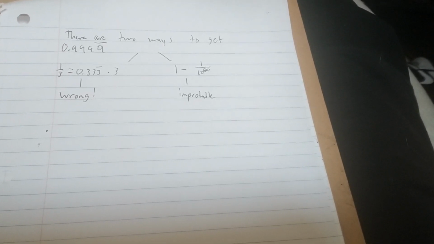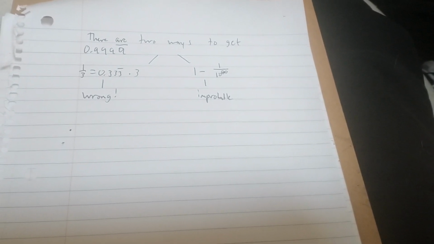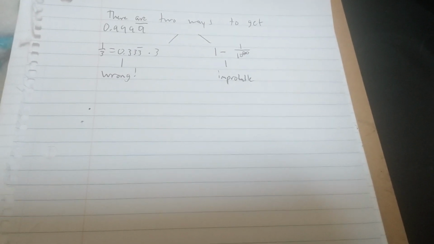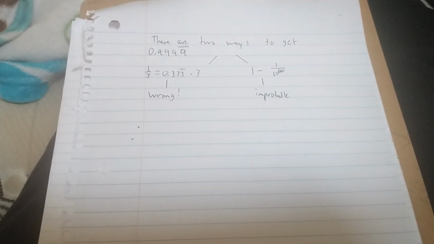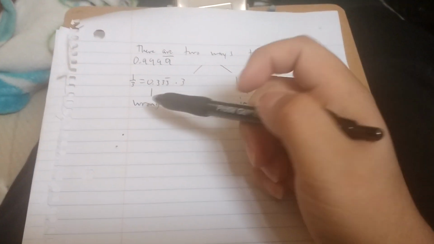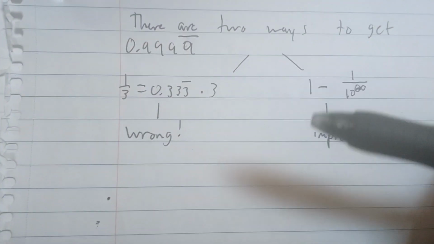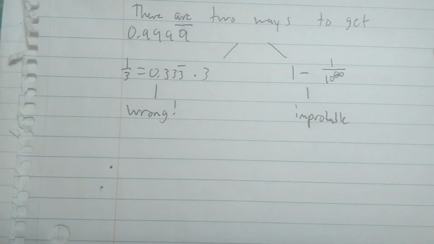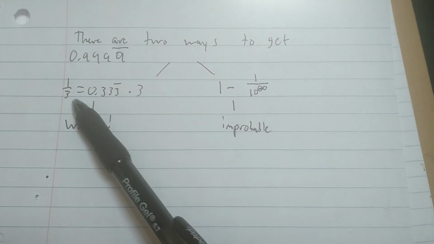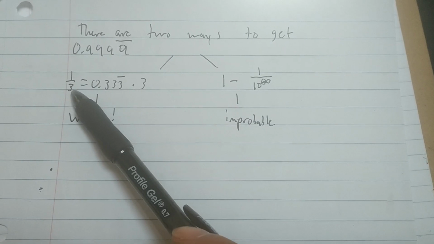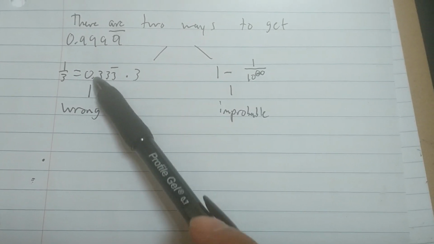Hello everybody, I'm back, and we're going to make another video discussing this concept that I keep thinking about randomly throughout my life. It's this 0.999 to infinity. There are two ways to get 0.999 to infinity. One way is 1 divided by 3 equals 0.333 to infinity, and then you multiply it by 3 and you get that.